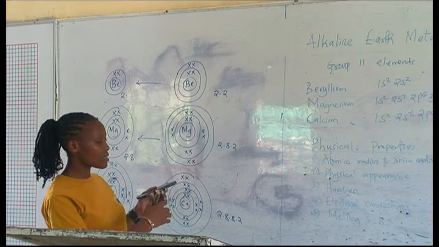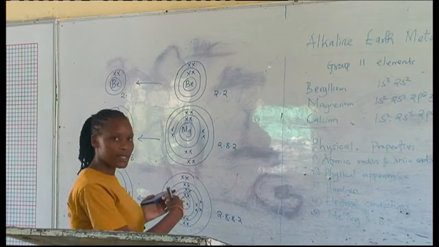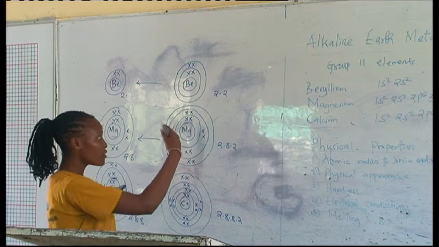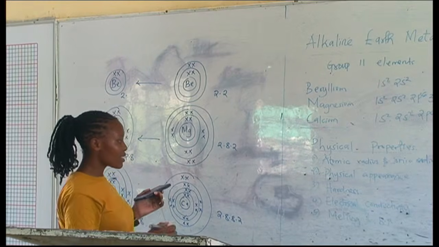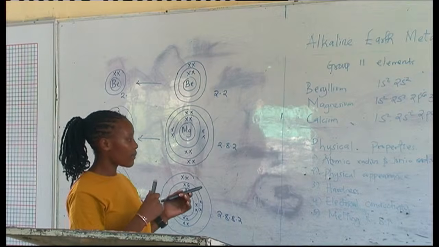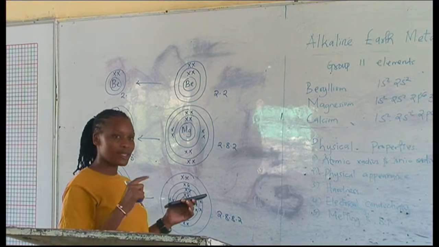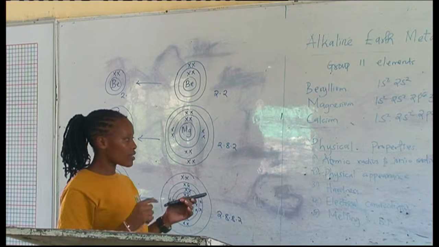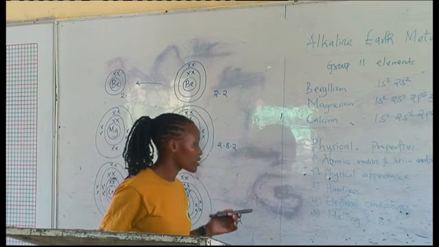And hardness in alkaline earth metals decreases down the group, because as you move down the group, you realize that the size of the atoms increases. But we have said that hardness of an alkaline earth metal is measured by the size of its atom. So the smaller the atom, the less soft it becomes.